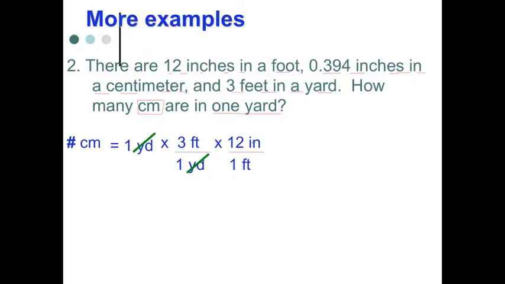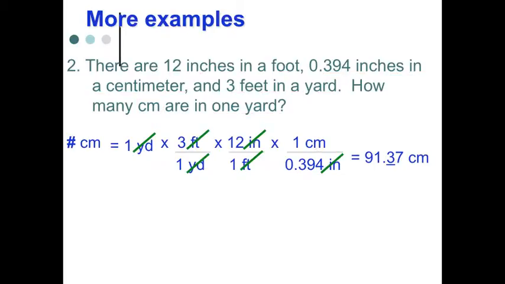And then I'm going to go from feet to inches, again canceling out feet because it's in the numerator and denominator, and right now if I solved, my answer's in inches. And then I'm going to go from inches to centimeters. Inches cancel out, and now my final answer will be in centimeters, which is perfect because that's what I wanted. You're going to multiply across the numerator, 1 times 3 times 12 times 1, and divide by what's in the denominator: divided by 1, divided by 1, divided by 0.394. And you should come up with that final answer of 91.37 centimeters.